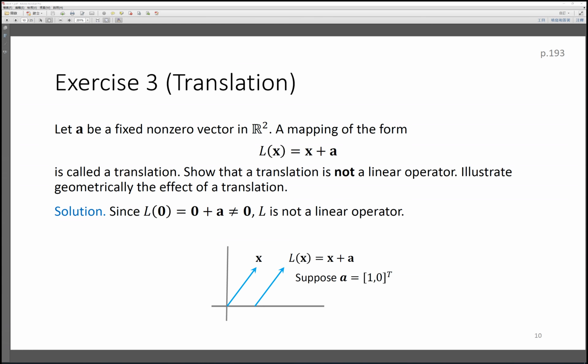Next, we consider another mapping on R2. Let A be a fixed non-zero vector in R2. We define the mapping L of x as x plus A. This operation is known as a translation. A translation is the addition of a constant vector A to x. We will show that a translation is not a linear operator. We know that L is a mapping from R2 to R2.